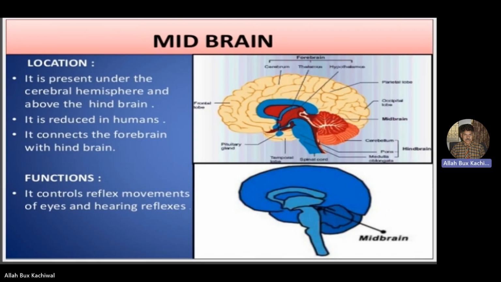Midbrain is present under the cerebral hemispheres and above the hindbrain. It is reduced in humans. It connects the forebrain with the hindbrain. So it controls reflexes, movements, and eye and hearing reflexes.